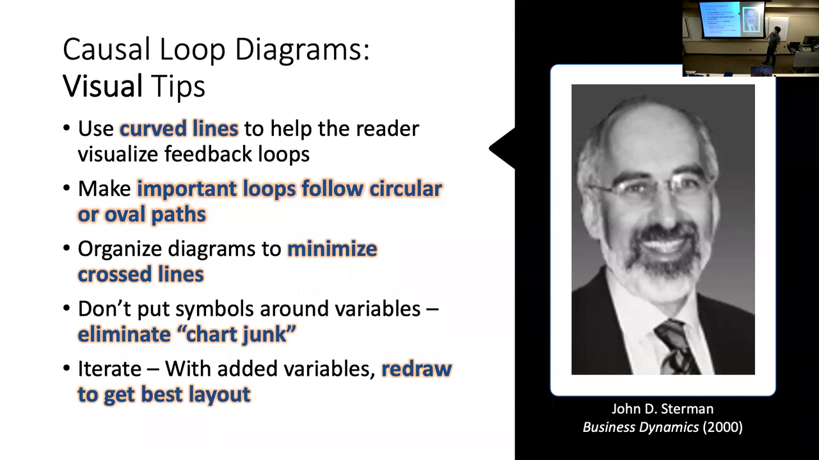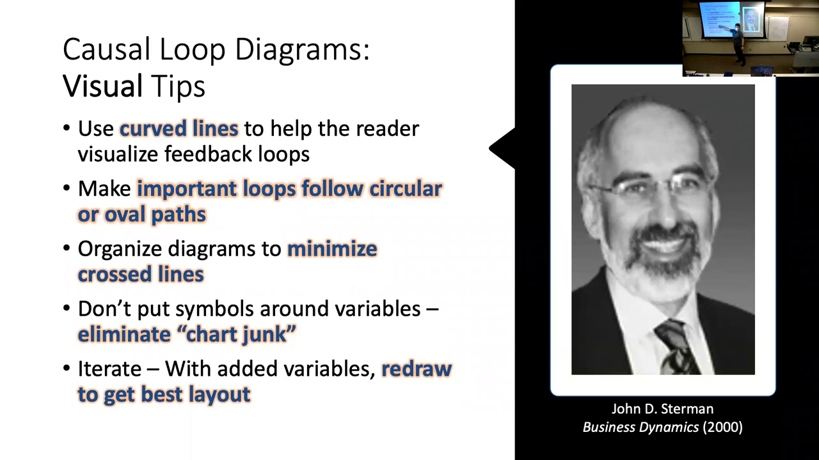And his rules are, in CLDs, you always use curved lines. So even though by default they're a straight line in VinSim, you use curved lines, especially when they're participating in a feedback loop, because the whole point is to draw the reader's attention to the loops if they exist. And so you want to try to make those curved things follow circular oval paths to make those loops jump out when you back up and look at it from a kind of a mile high view down.